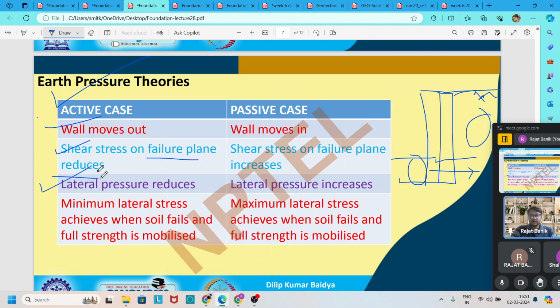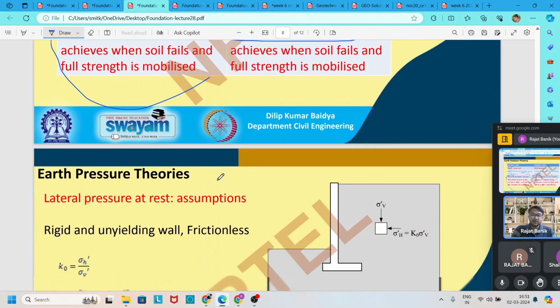The lateral pressure is reduced in the active case, but the lateral pressure is increased in the passive case. The minimum lateral stress is achieved when soil fails and full strength is mobilized, and the maximum lateral stress is achieved when soil fails and full strength is mobilized. So lateral pressure is less in the active case, and lateral pressure or stress is higher in the passive case.